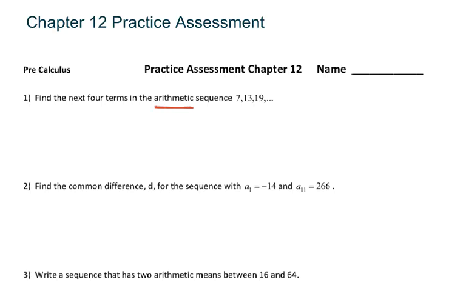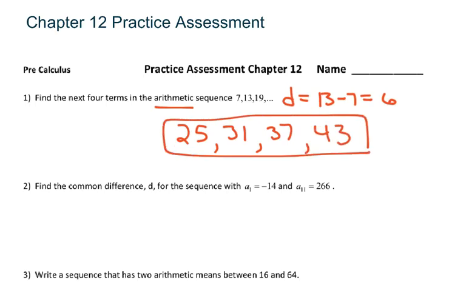First of all, it tells you it's arithmetic, so you know that it either goes up or down by the same amount. If you're not sure what value it goes up or down by, you can find the common difference by taking the second term and subtracting the first term. So we know that it goes up by 6 each time. So in order to find the next 4 terms, you're just going to add 6 to each consecutive term. So 19 plus 6 is 25, plus 6 is 31, plus 6 is 37, plus 6 is 43. So that's the next 4 terms in the sequence.